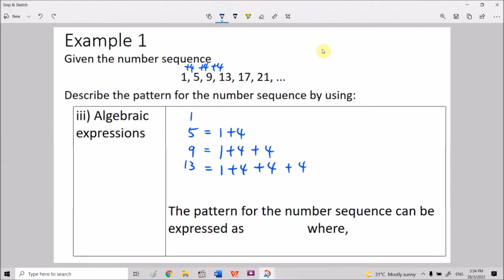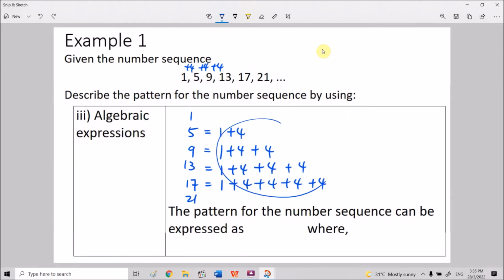I think for most of you, you can already guess, if I am to write 17 like this, how should I write it? How many 4s are there? Okay, so I think you can see the pattern here. 1 four, 2 fours, 3 fours. Of course, the next one we have 4 fours. For the number 17, there are 4 of them. And for 21, there are 5 of them.